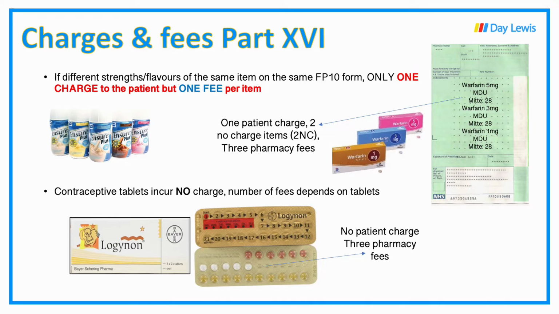So contraception tablets incur no charge. They are a free of charge medication in England. So the number of fees usually depends on the tablets. So for example, with this drug, you can see quite clearly in the blisters that there are 3 different tablets. So 3 different drug formulations. Therefore, you would gain 3 pharmacy fees. So the next time you are at your placements, maybe see if you can open up these contraceptive pills, see what kind of formulations they are, if they're different tablets, and work out how many fees you would gain once you have dispensed this prescription.